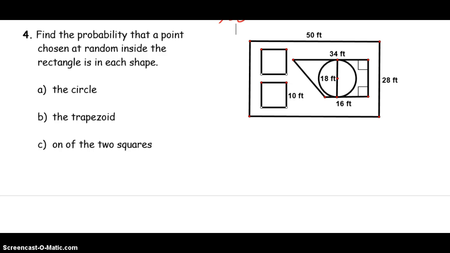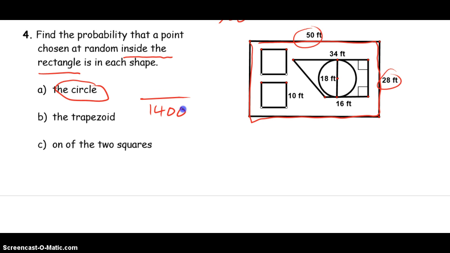Okay, now let's do some area ones. Find the probability that a point chosen at random will be inside the rectangle. Okay, find the probability that a point chosen at random inside the rectangle is inside the circle. So you're only allowed to be inside here. So let's do our total sample space first. Well, the area of the whole thing is 50 times 28, which we'll just do in a calculator. 50 times 28, and that is 1400. So that's our total sample space.